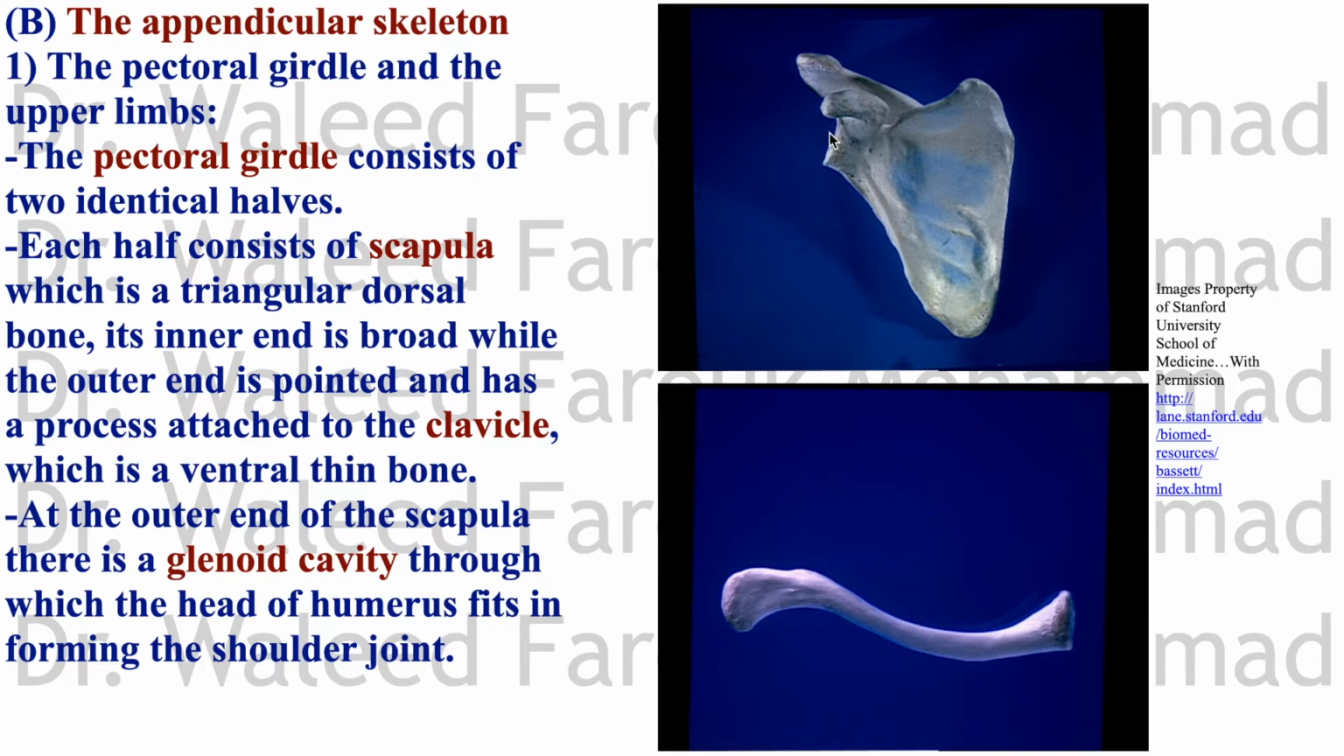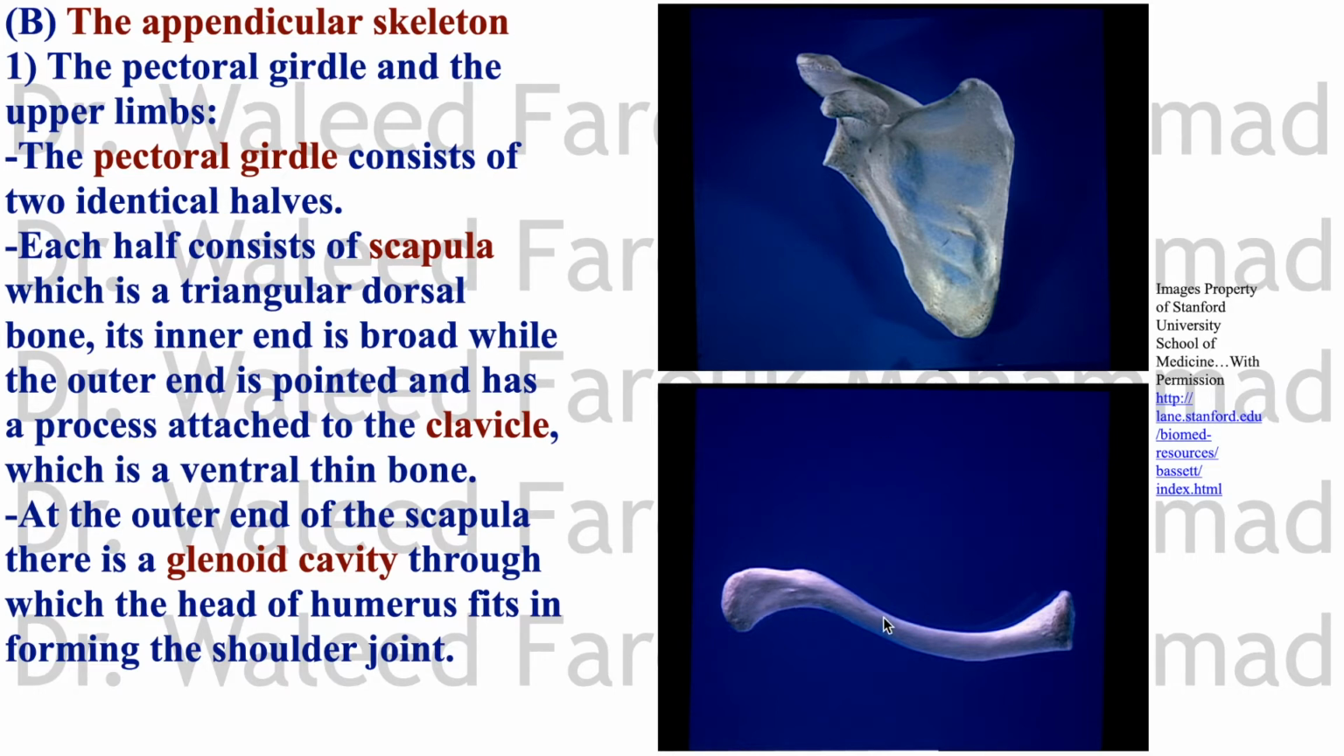Humerus هي عظمة الدراع العلوي. Accommodates the head of the humerus to form the shoulder joint. So the shoulder joint is formed in this glenoid cavity. Okay. Also, the scapula connects to a thin bone anteriorly.